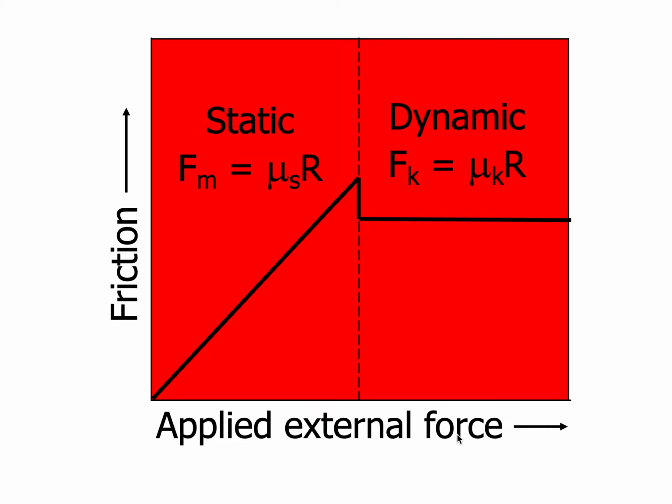Okay, so let's start with some basic principles of friction. When talking about friction, you'll see this graph a lot. In this graph, friction is separated into two categories. One is called static friction, the other is called dynamic friction. During a static friction situation, the relationship between friction and applied external force is linear. So when applied external force increases, the friction will increase. But during the dynamic friction situation, the friction is a constant number.